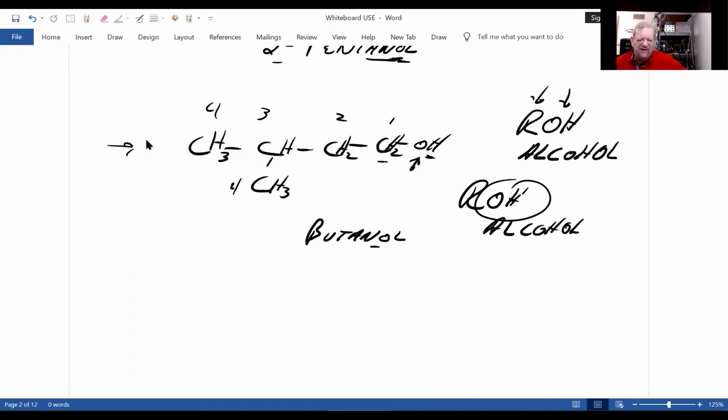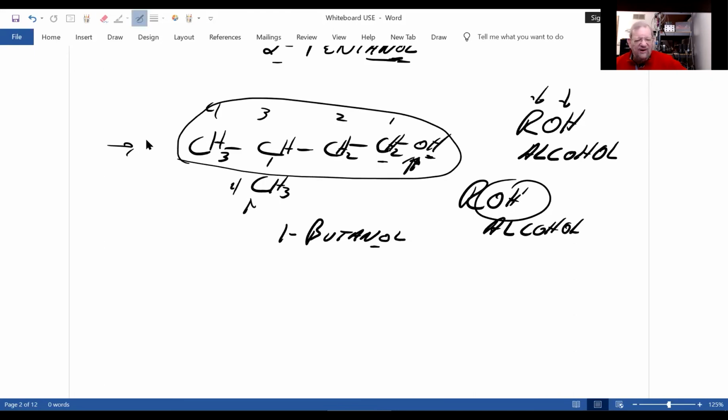Now, which carbon is the hydroxyl group on that's close to the end of the chain? Well, it's on carbon 1. That's 1-butanol. As soon as I say that, that's all spoken for. Am I done? Oh, no, look, it's your old friend, the methyl group. And it's on carbon 3, so this would be 3-methyl-1-butanol. And that's how you do it.